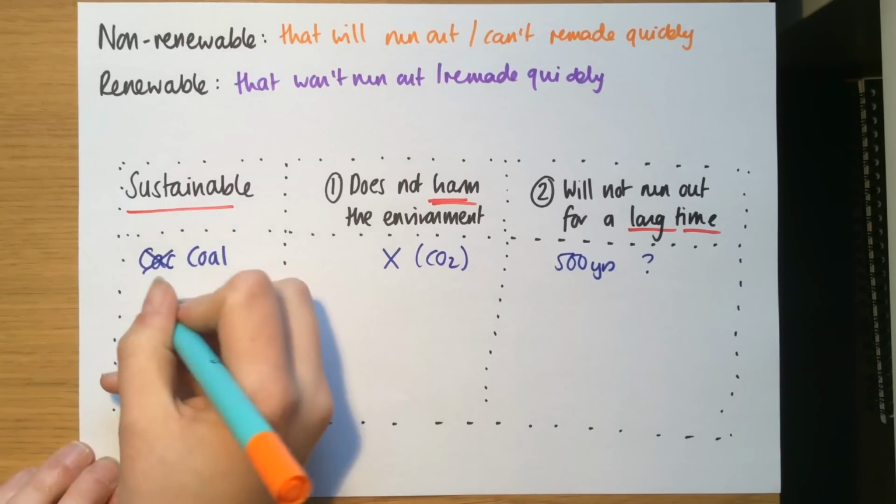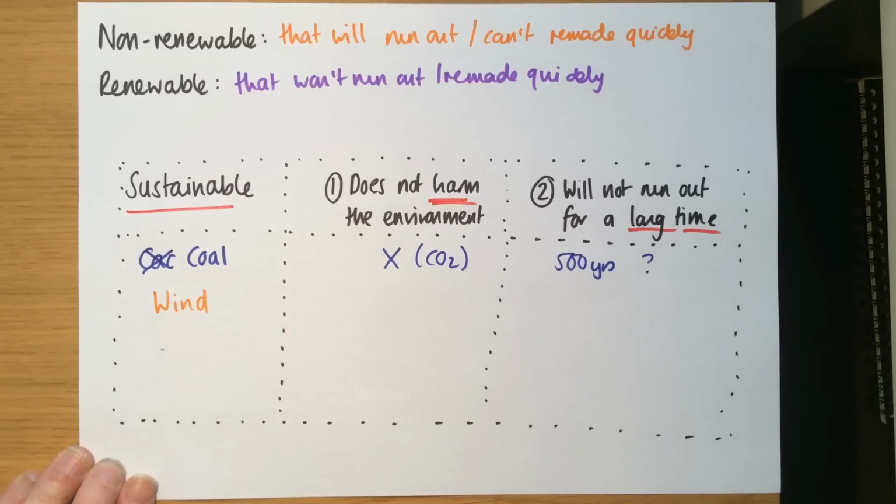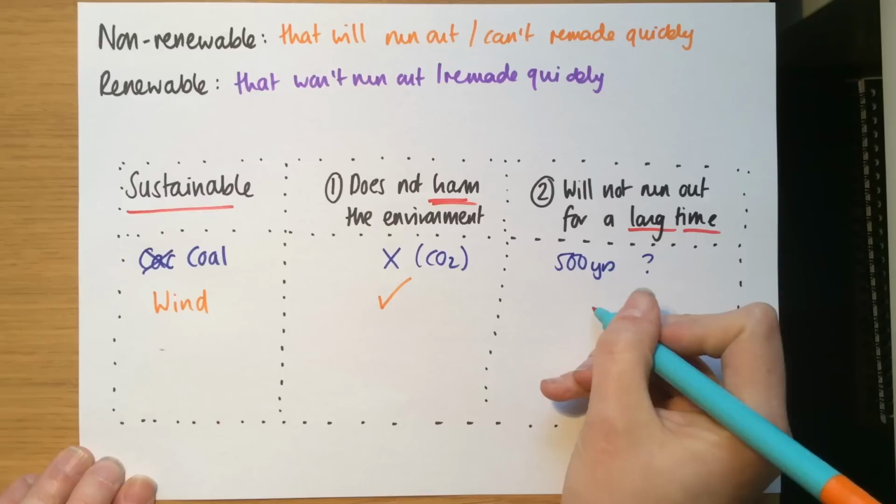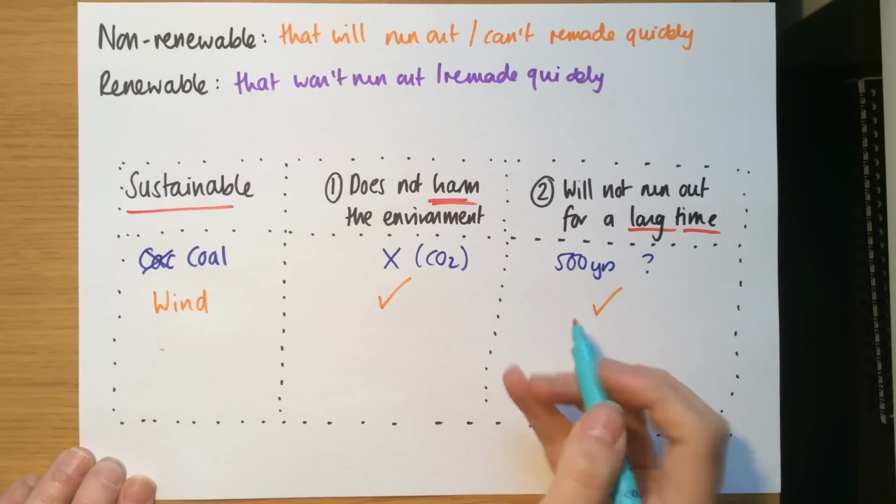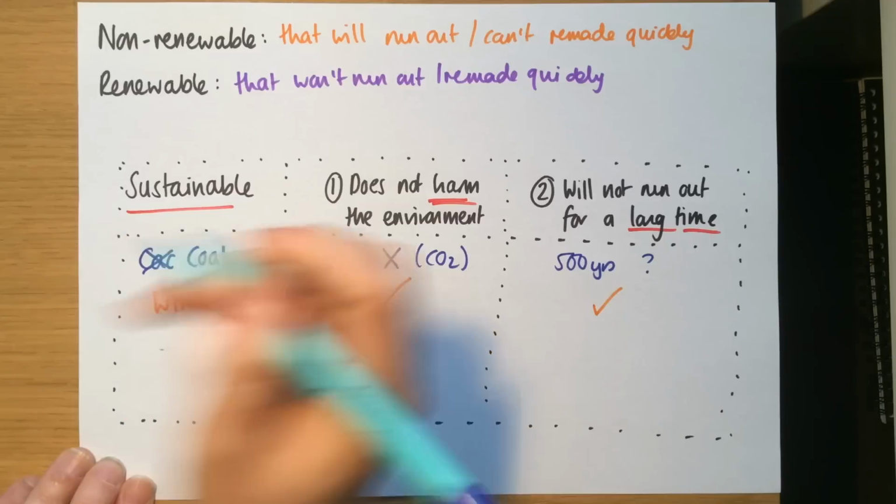Let's go for another one. Let's go for wind. Okay, wind does not harm the environment. It doesn't release any poisonous gases, any bad gases of the greenhouse effect. It doesn't do anything of that sort. And it's never going to run out. Okay, so it satisfies both conditions, therefore wind is sustainable.